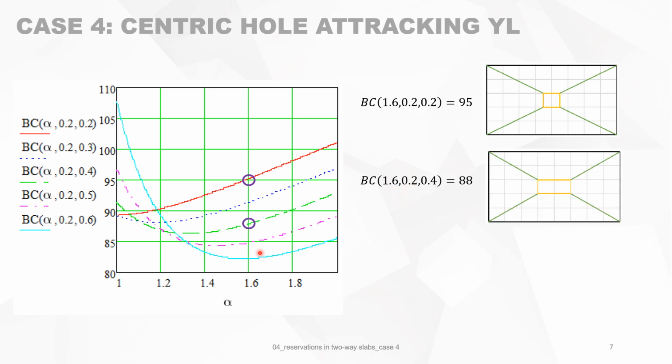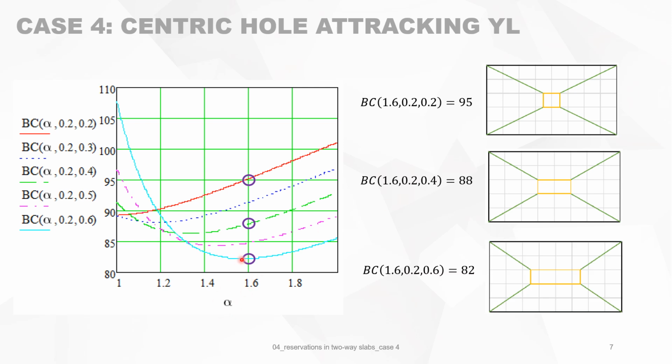Now we can take another point, the green curve, for instance. You see now you have a rectangular hole. It loses 12% of the bearing capacity. Or a third point, this one, gives you almost 18% loss of the bearing capacity for this type of hole.